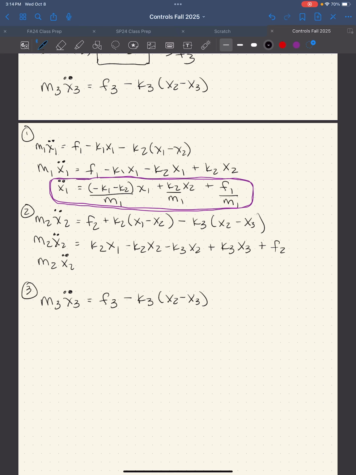So I only have one x1, so we'll leave that k2 x1. I have two x2 terms, so this should be minus (k2 plus k3) times x2. I have one x3 term and my F2. And then lastly, I need to divide by m2 on both sides.